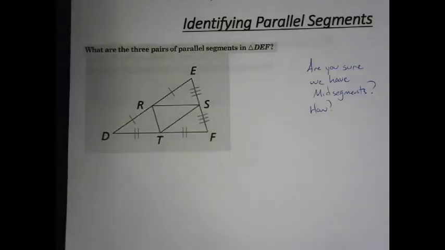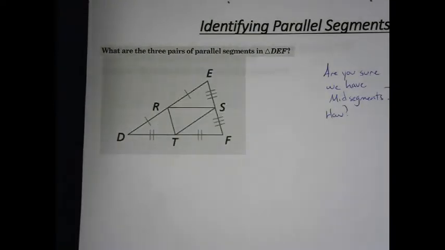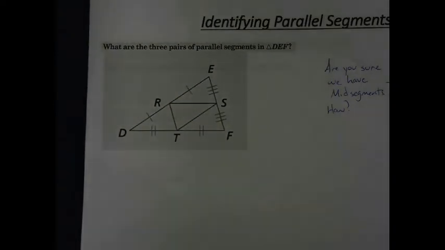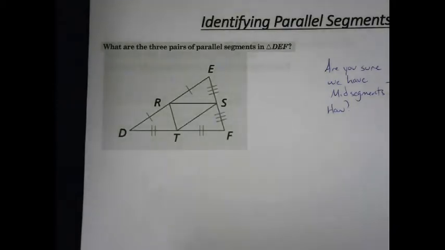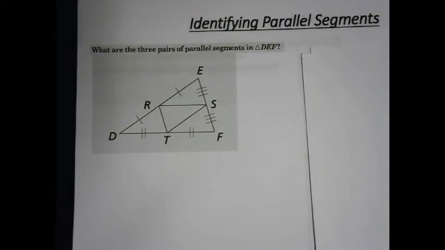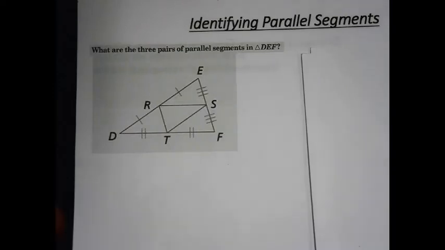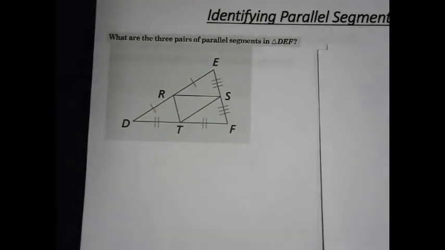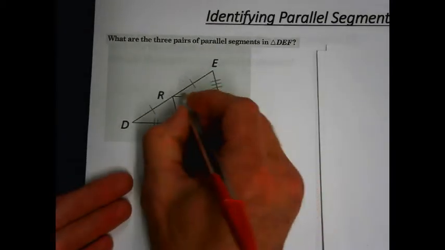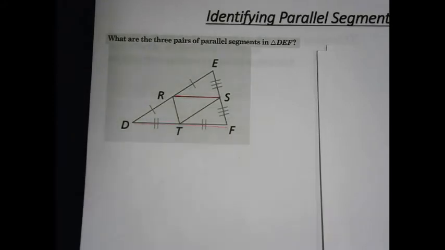Let's apply it. So here's a question, right? We're going to start off with this question: what are three pairs of parallel segments in this triangle DEF? Okay, so what are three pairs of parallel segments? So remember the deal with midsegments. Midsegments are parallel to the third side. And so eyeballing this particular diagram, we might think that, well, this RS looks parallel to DF, right? It looks parallel, but hang on. How can we be so sure, right? So we've got to wait. How can we be so sure?